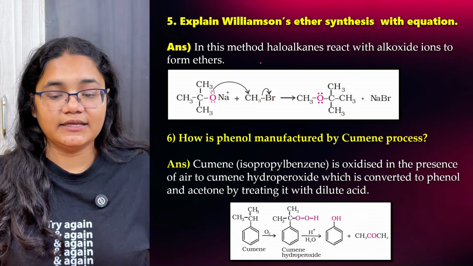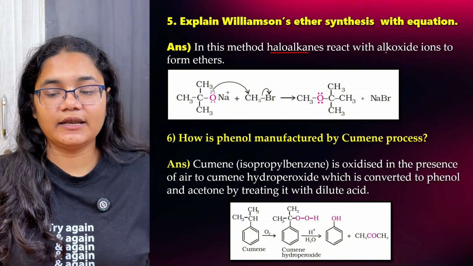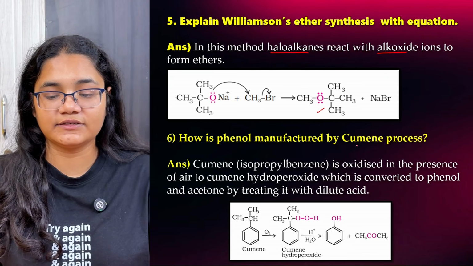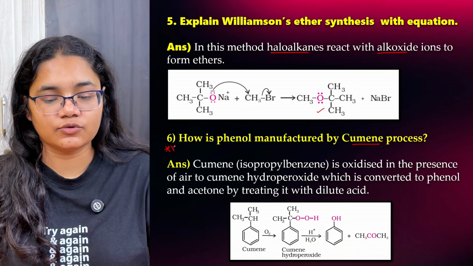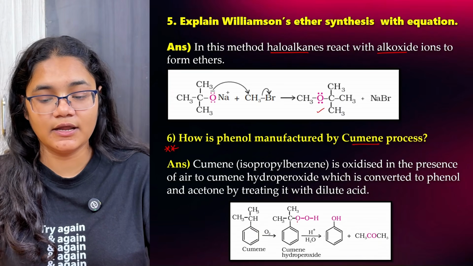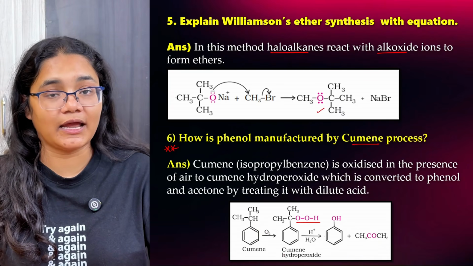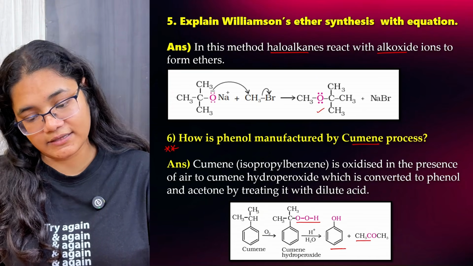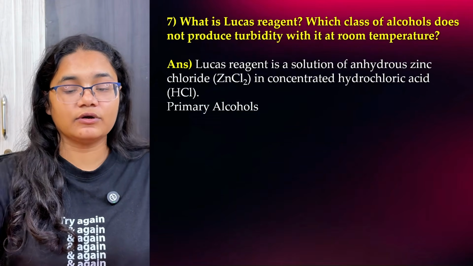Next, we have Williamson ether synthesis. Here one haloalkane and an alkoxide ion react to give you an ether. Okay. Next is cumene process, very important. So here first of all isopropylbenzene is taken. It is reacted with oxygen to give you a compound like this, cumene hydroperoxide, and then the product formed here is acetone plus phenol.